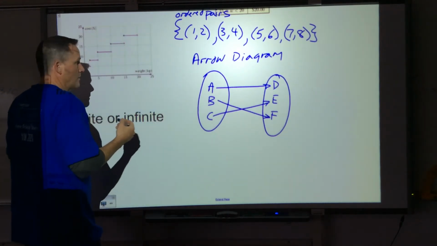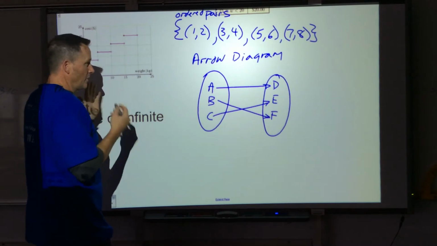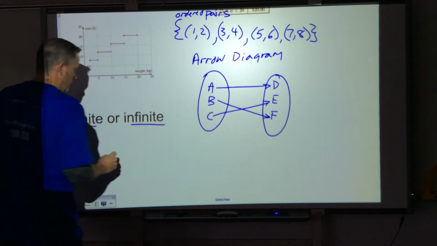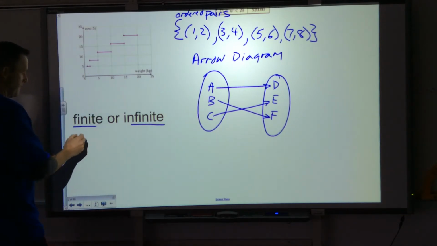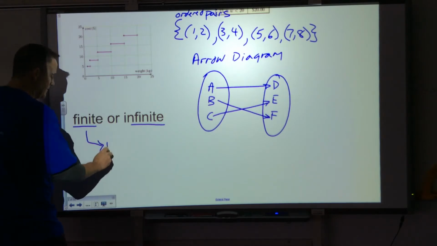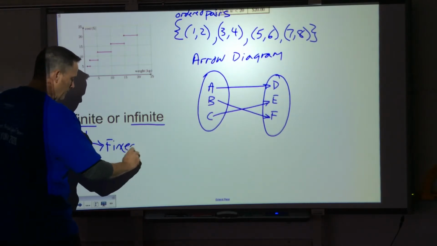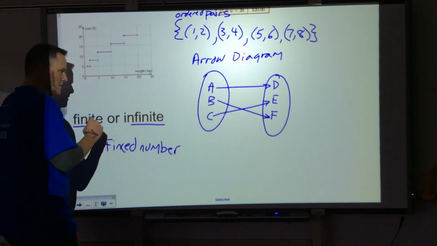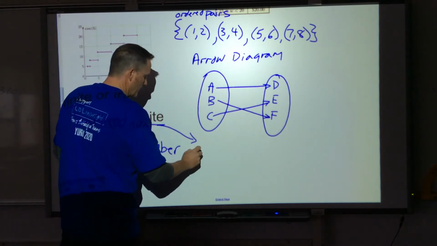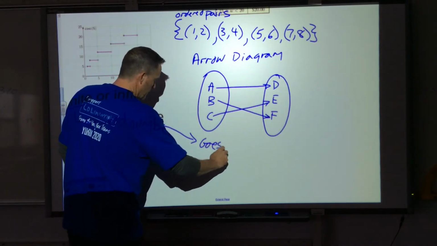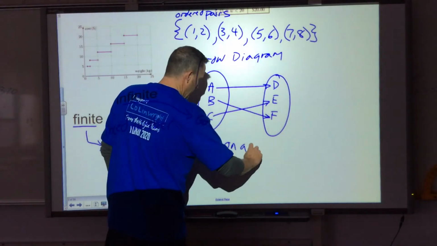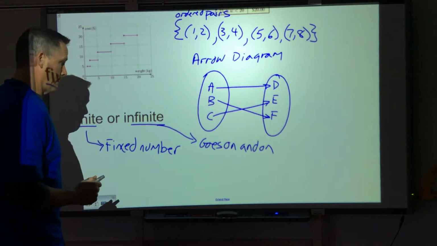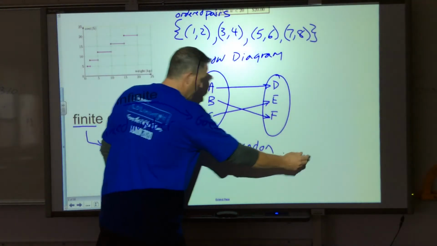And everything, no, I won't go there yet. Then we have what's called finite and infinite. Finite means a fixed number, so it doesn't go on and on, whereas infinite means it goes on and on and on and on.